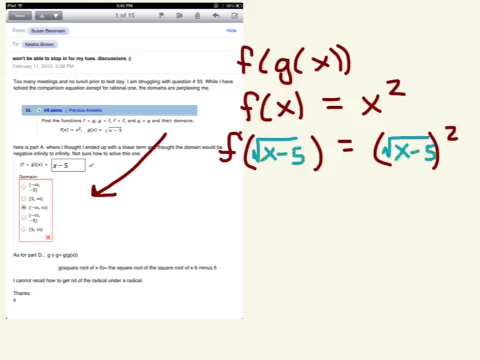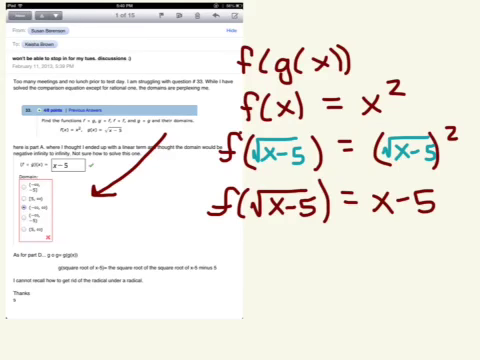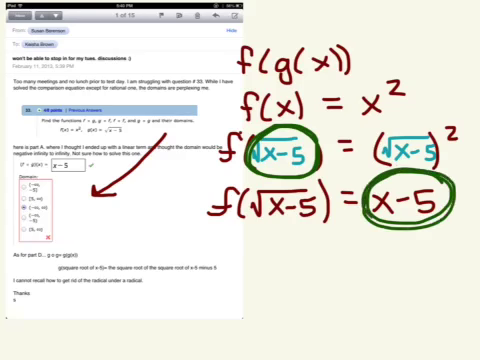So once we simplify this problem, we have f of the square root of x minus 5 is equal to x minus 5. So when you're trying to figure out the domain, you have to pay attention to two things. You have to pay attention to the domain of what you plugged in, and you have to pay attention to the domain of our final answer.